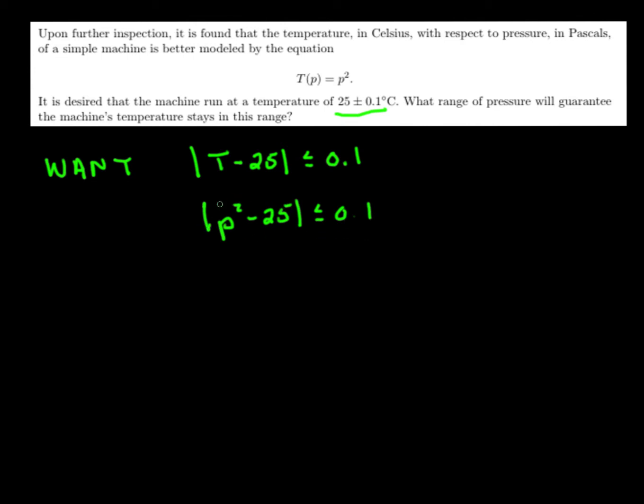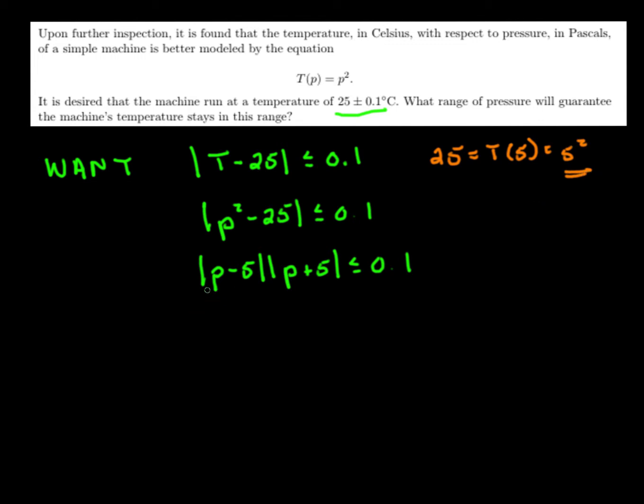And I can factor this. This is a difference of squares. So this tells me that the absolute value of P minus 5 times P plus 5 needs to be less than or equal to 0.1. And just like before, we know that 25 is equal to T of 5, which is 5 squared.